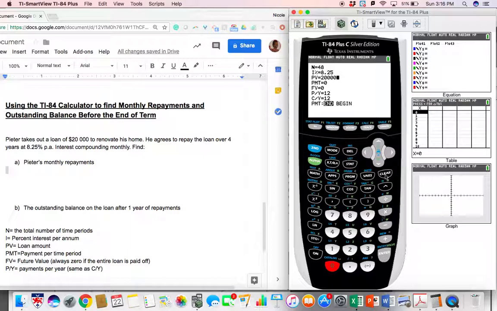PMT is the payments per month. We don't know what that is. That is what we're being asked for. So we're going to leave this as 0 to hold the place. This is not the answer. We're just holding the place for now.